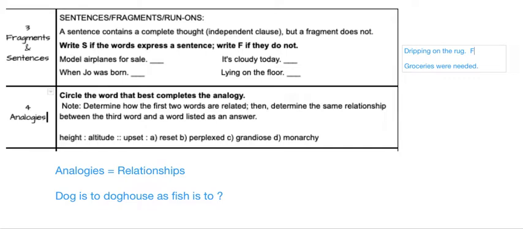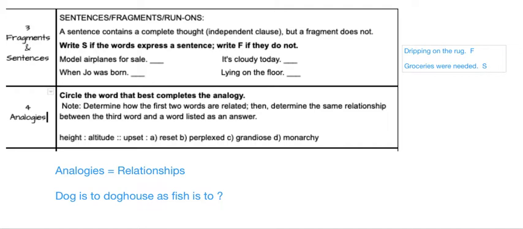Okay? Groceries were needed. Groceries are our subject, our thing. What happened? They were needed. We could use more of an idea, but it truly is a complete thought, so this one would be a sentence. So you're going to go in on the exercise and mark the 4 of them and tell us which ones are fragments and which ones are sentences. Okay? The next part, analogies.